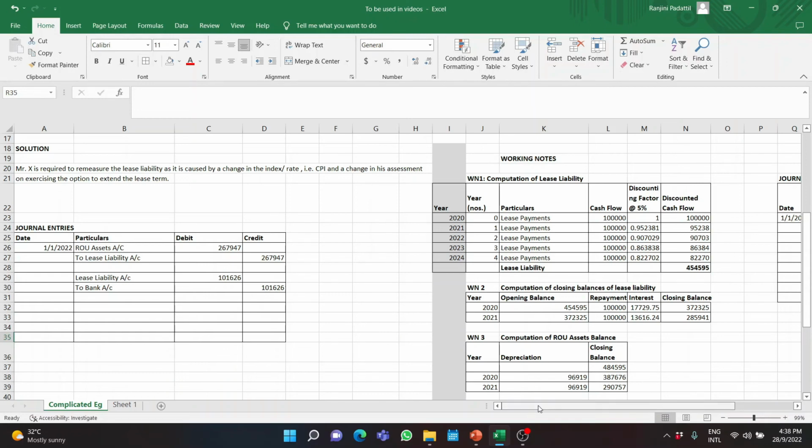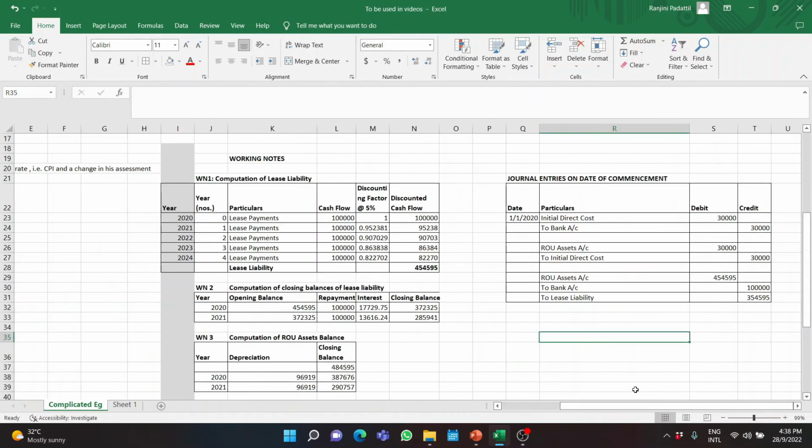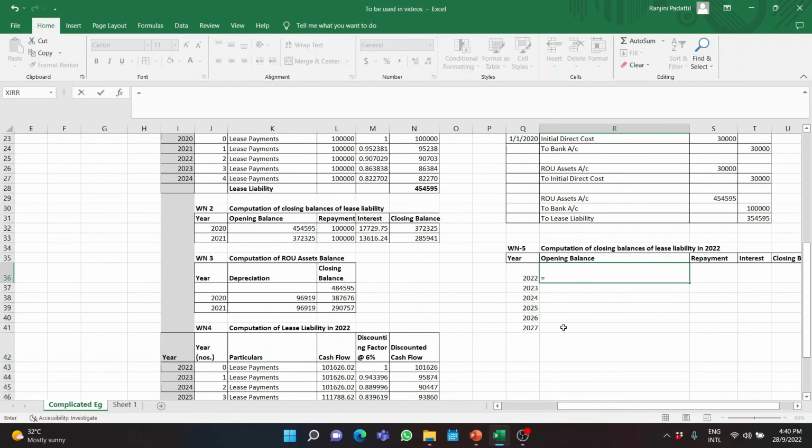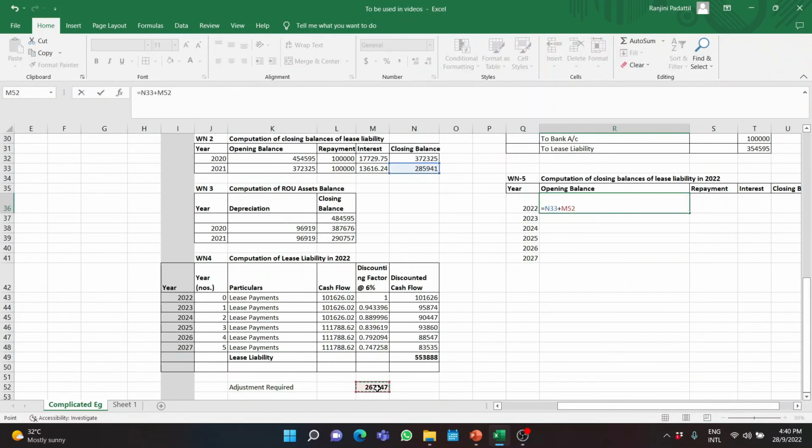Now for your understanding, let us also look at how we will compute the closing balance of the lease liability and the ROU asset after lease remeasurement. This is purely for your understanding. You do not need to give this part in your exams. Computation of closing balances of lease liability in 2022. The opening balance is closing balance plus the difference in the lease liability.